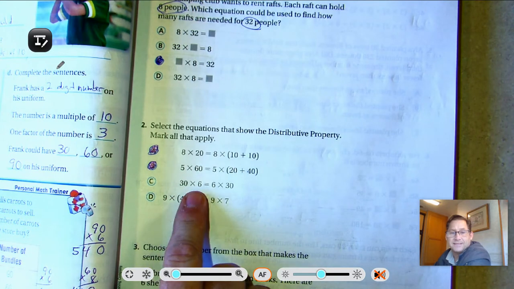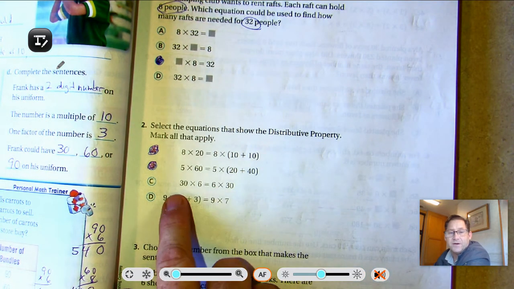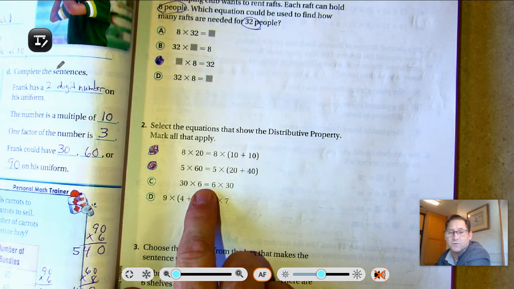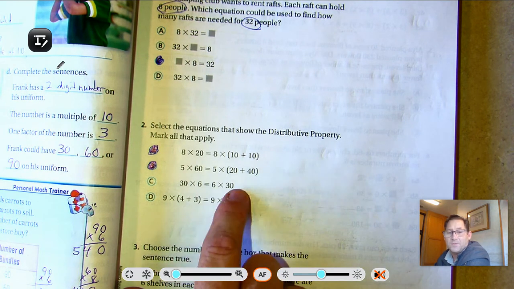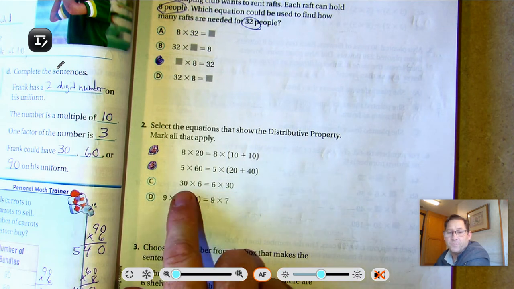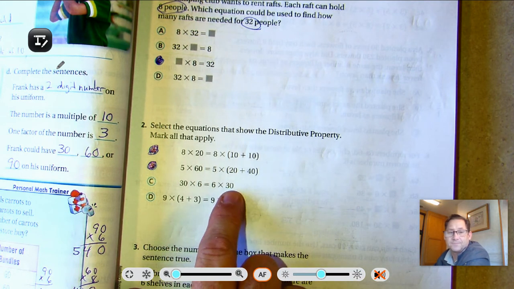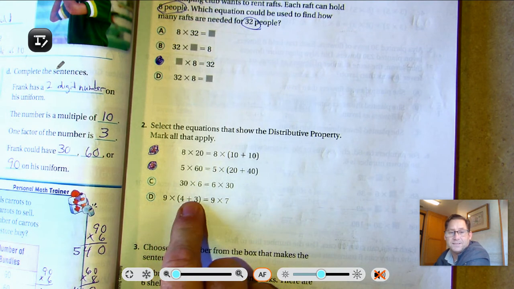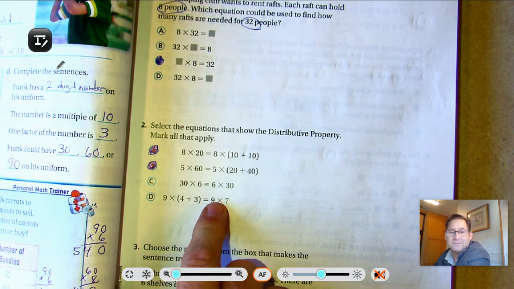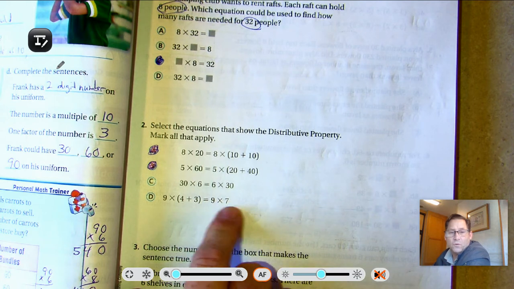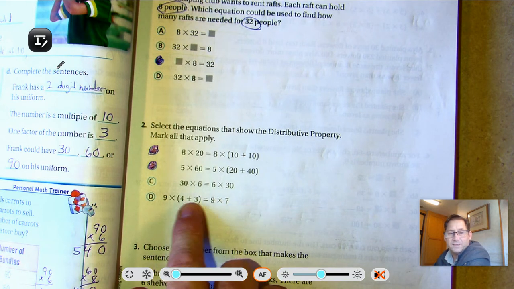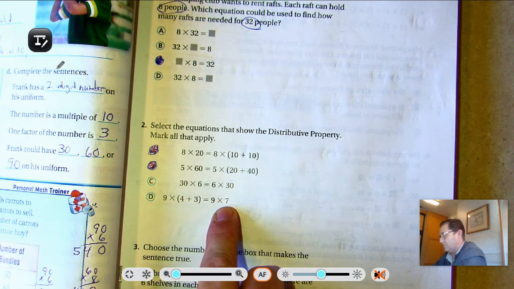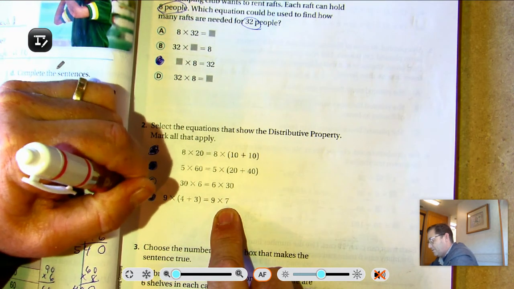So that also shows distributive property. 30 times 6 equals 6 times 30. Here we notice that both factors are exactly the same on both sides of the equal sign. They're just in opposite order. That's not distributive property, that's commutative property. D, 9 times 4 plus 3 equals 9 times 7. Well, we notice that the 4 plus 3 does equal 7. So that does show distributive property.